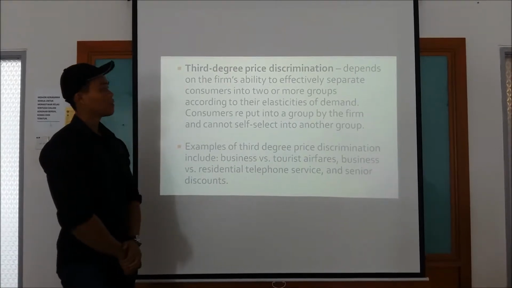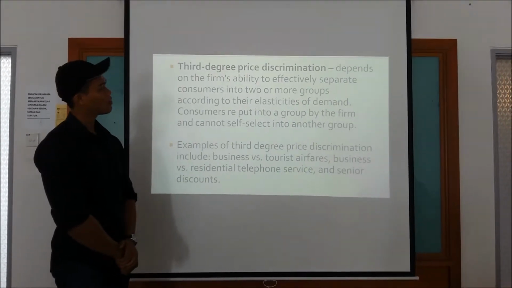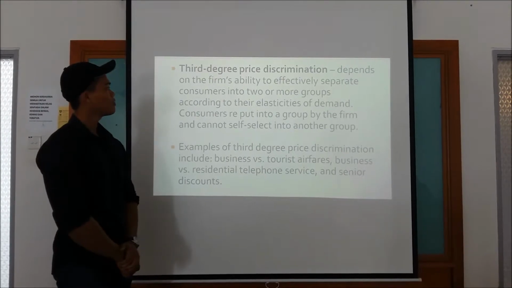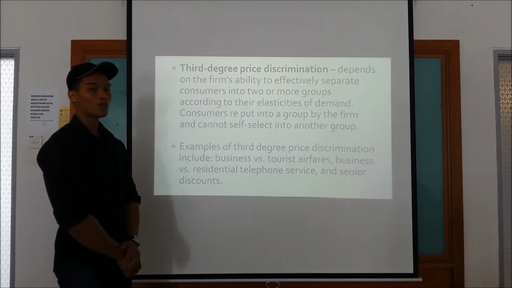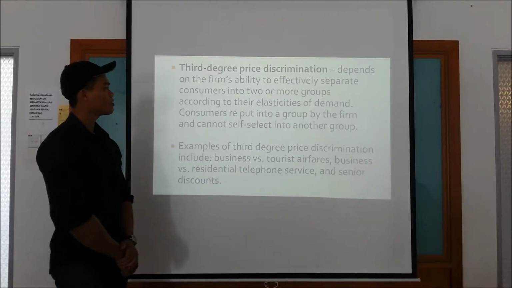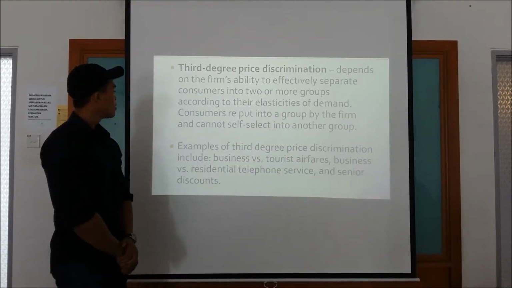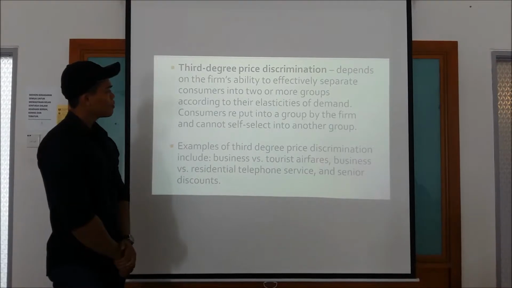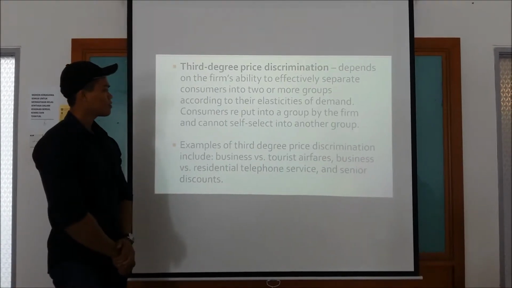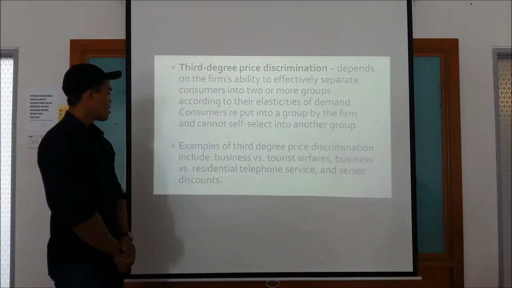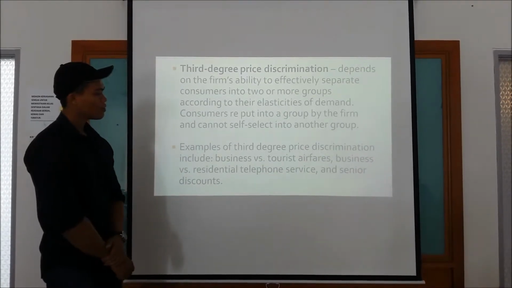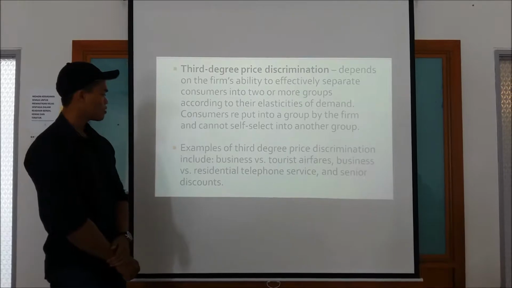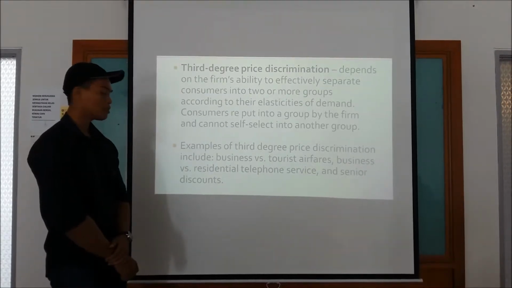Next is third degree price discrimination, which is the last type of price discrimination. It depends on the firm's ability to effectively separate consumers into two or more groups according to their elasticities of demand. Consumers are put into a group by the firm and cannot self-select into another group. Examples of third degree price discrimination include business versus tourist airfares, business versus residential telephone service, and senior discounts.